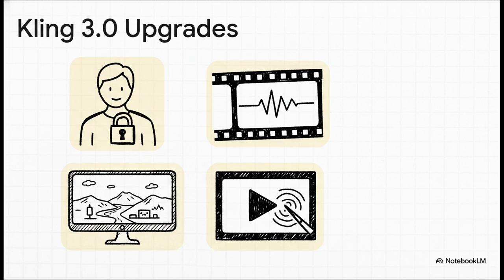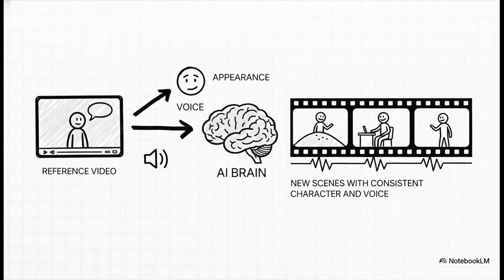But then there's the Omni version, which takes it to a whole other level. It's truly wild. You can feed it a reference video of someone, and it'll extract not just what that person looks like, but also what they sound like. And then it can replicate both across brand new scenes. That shows a deep understanding of a person that goes way beyond just pixels.